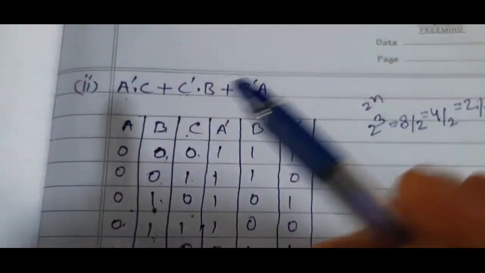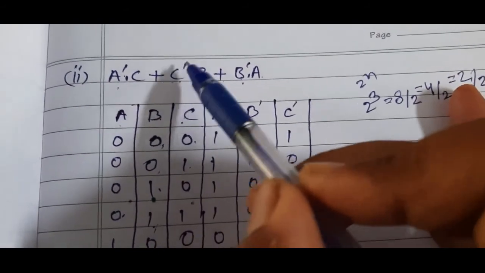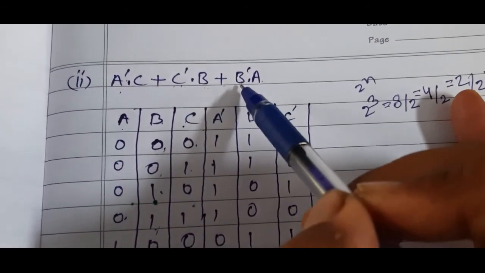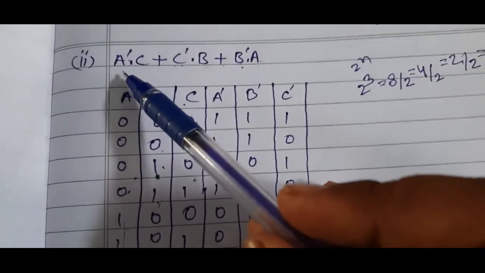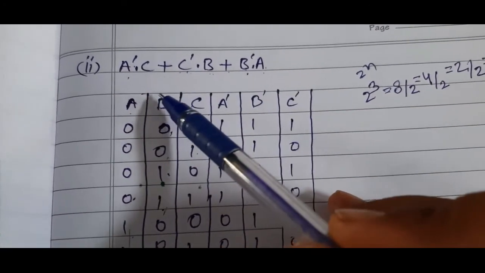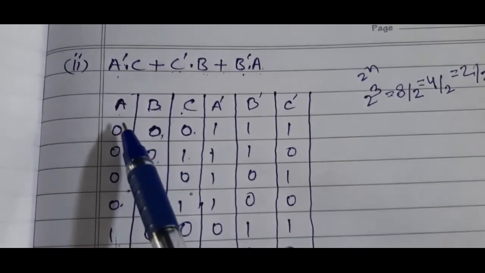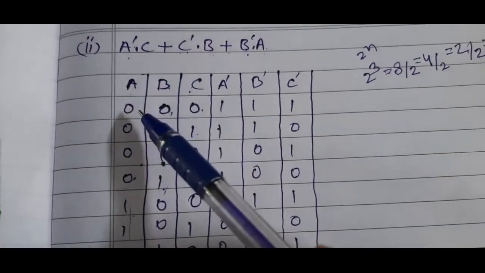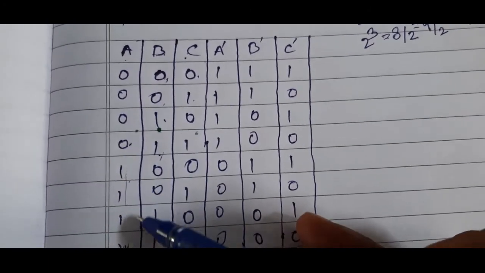Okay, our next equation is A complement C, C complement and B complement and A. So you can see here are three inputs. Three inputs means how many combination possibilities will be here?